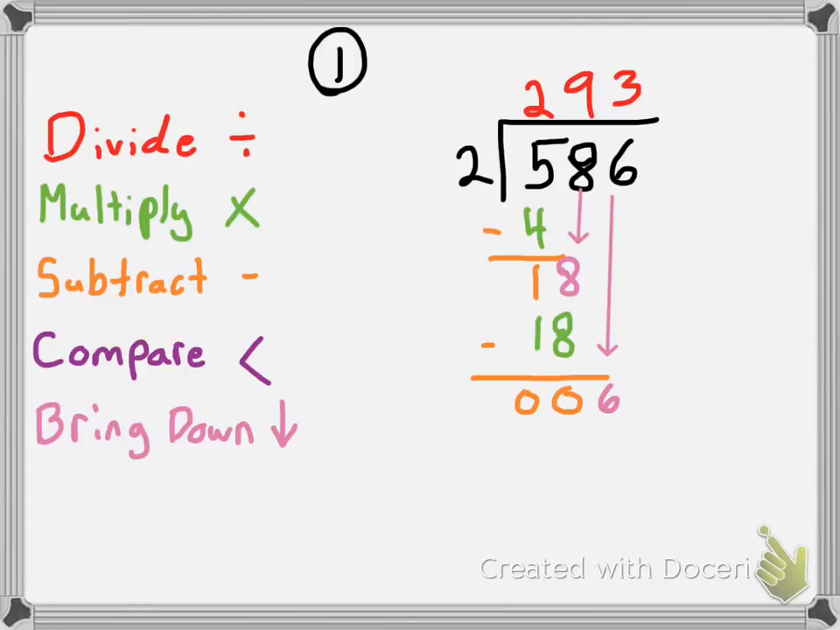I'm going to multiply. 2 times 3 is 6. I'm going to subtract. 6 minus 6 is 0. Compare. Is 0 smaller than 2? It is. Go to bring down. There's nothing left to bring down, so my final answer is 293.